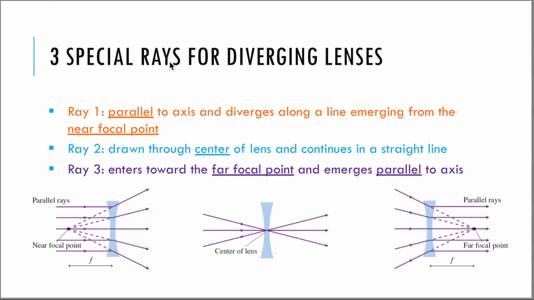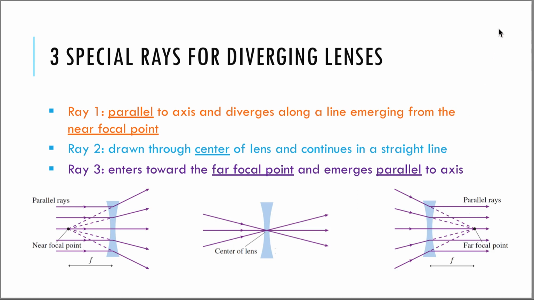And then the third ray is a little bit harder here. It's going to go toward the focal point on the far side, but as soon as your ray hits your lens, it has to bend. The lens refracts that light, so it's going to bend parallel to the axis.